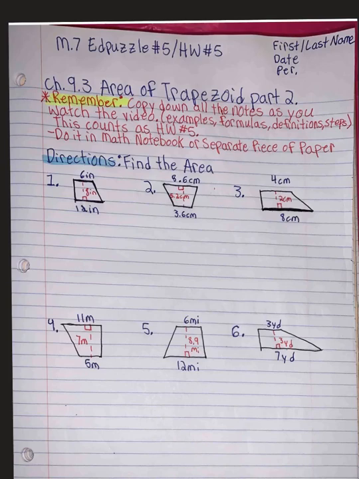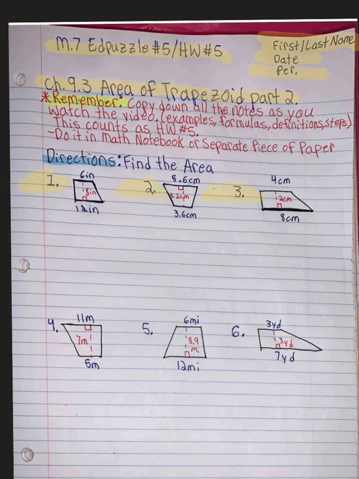This is Ed Puzzle number 5, which is going to be connected to homework number 5. So make sure you have a piece of paper out with you and you are copying down the homework as we go along. Make sure you have the right title and your name, date, and period just like we would do in class. Because when I collect homework on Friday, I will take away points if you do not have that information. So as I'm doing this Ed Puzzle, you're going to follow along and do these problems with me.